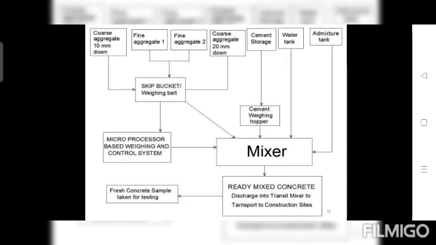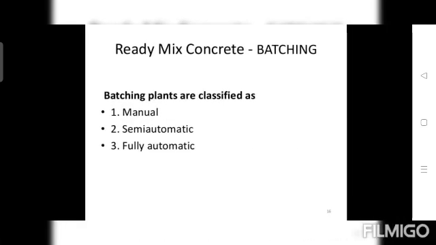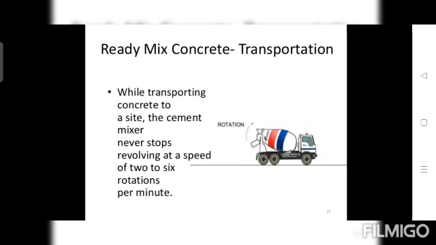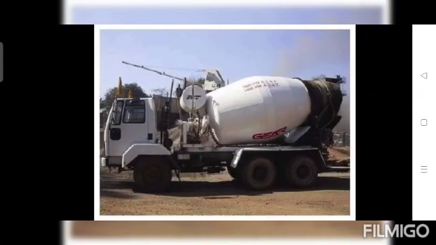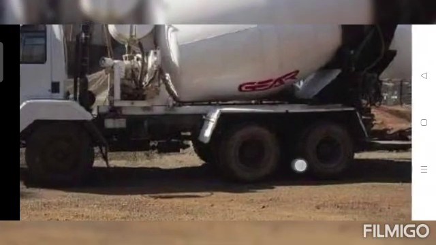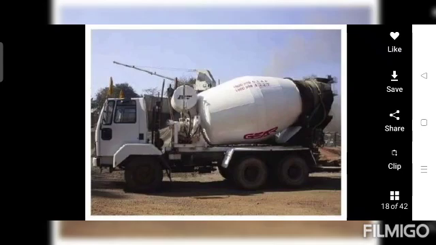These are all the typical setup for ready mix concrete. This is a layout. This is called a transit mixer. This is used to transport the concrete over long distances. So this is a photo. Thank you.